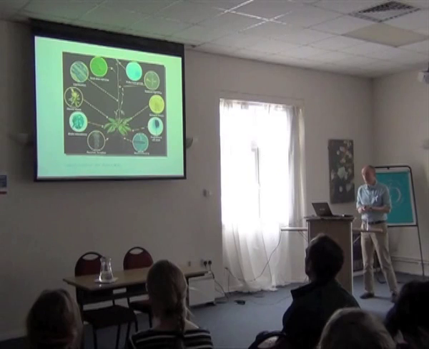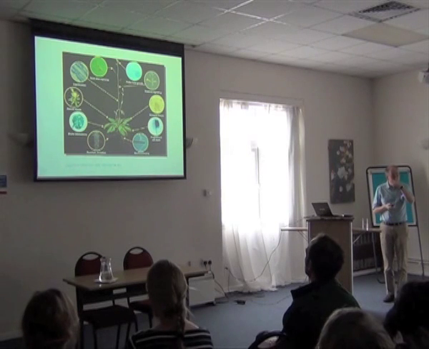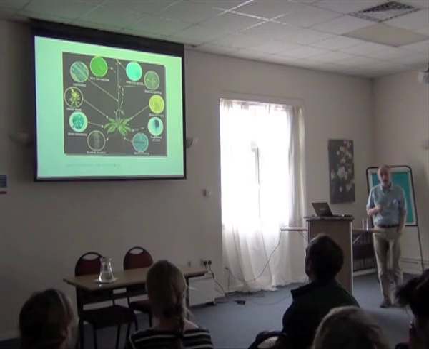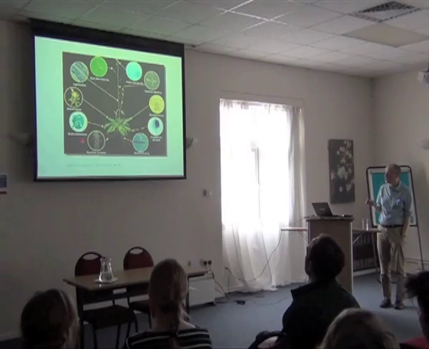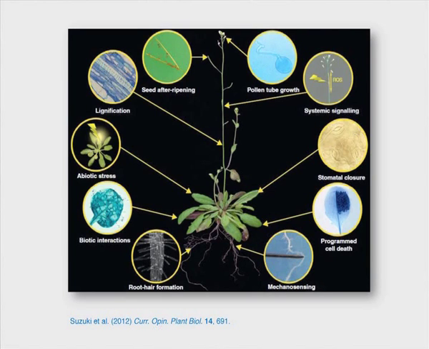We now know that reactive oxygen species are responsible for signaling in a wide variety of different aspects of plant biology. This is just a picture taken from that review, and I'll highlight a couple. We know, for example, that ROS can do systemic signaling, so it moves around the plant and triggers signaling in a different part of the plant from where it originates.